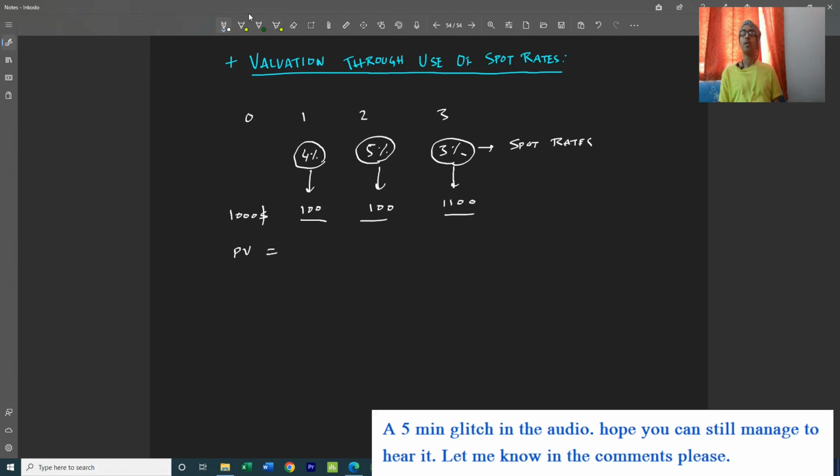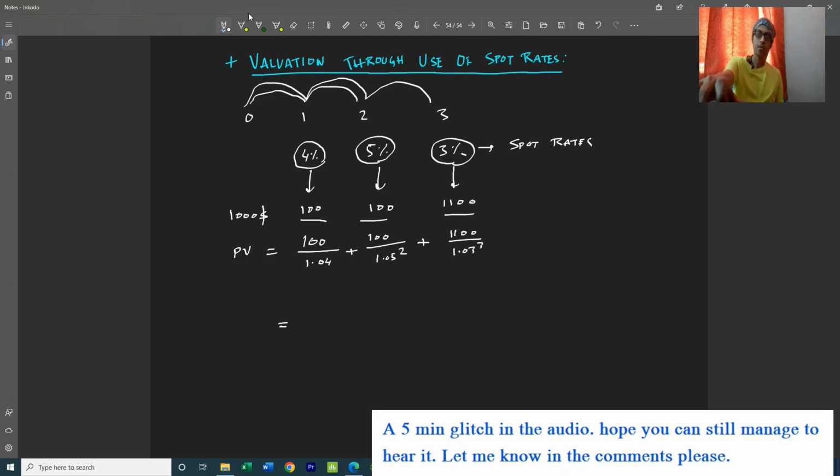So we perform the calculations, friends. This is going to be 100 divided by 1.04. This is 100 divided by 1.05 square, because we are going to go 2 times to get the present value at t is equal to 0. Here again 1100 divided by 1.03 cube, because we'll be going 3 times to reach t is equal to 0, right?